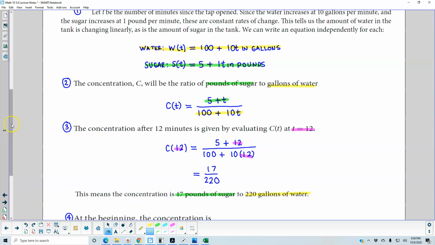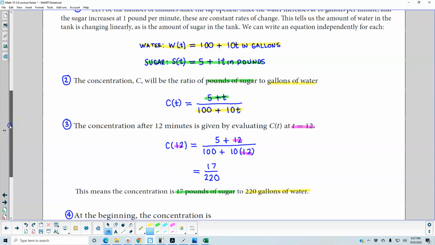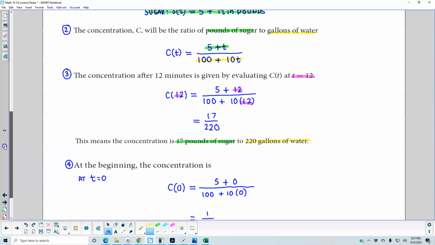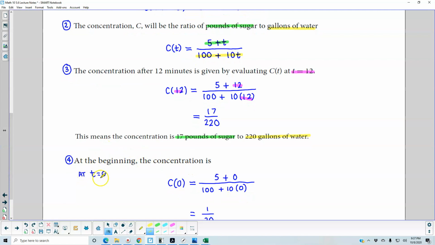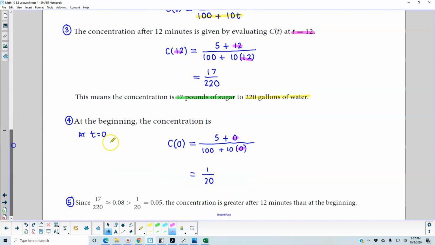So in step 4, we need to figure out what's happening at the beginning. That means the concentration when t is equal to 0. So now we're going to plug in 0 for t. We end up getting 5 plus 0 over 100 plus 0, which is 5 over 100. That reduces to 1/20, which means that the concentration here is 1 pound of sugar per 20 gallons of water.